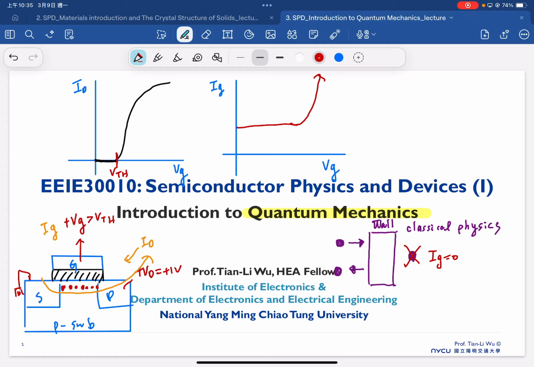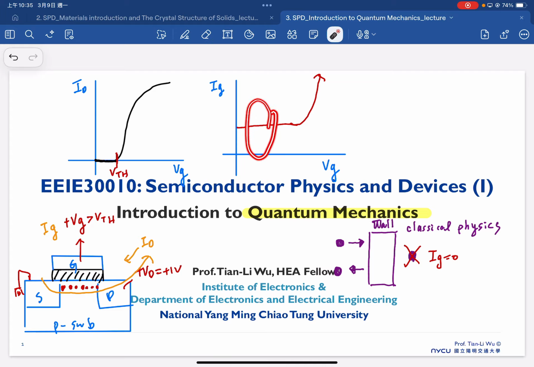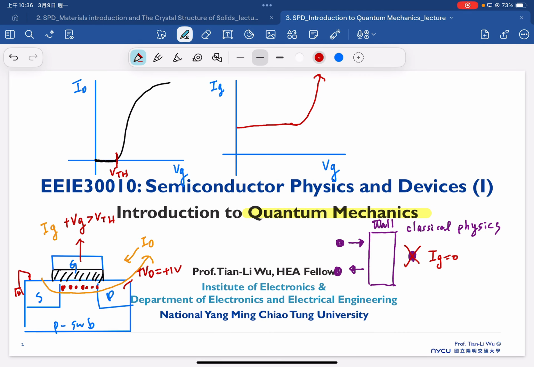And therefore, we found out that classical physics cannot help us to understand our semiconductor device, because we never see this become 0. We always see this, and it gets larger and larger as we increase the gate bias. Therefore, we start to think about what else in physics can help us, and quantum mechanics helps us. Again, if you consider quantum mechanics, it is still the same. But now in the quantum world, we still have the wall, but we don't call that a wall. We call that a barrier.